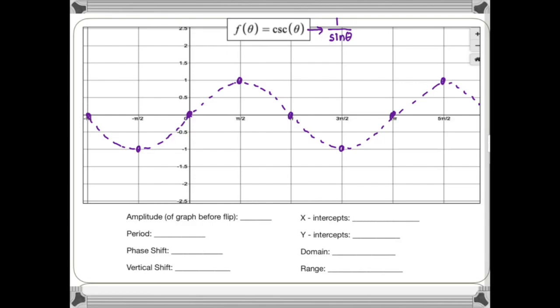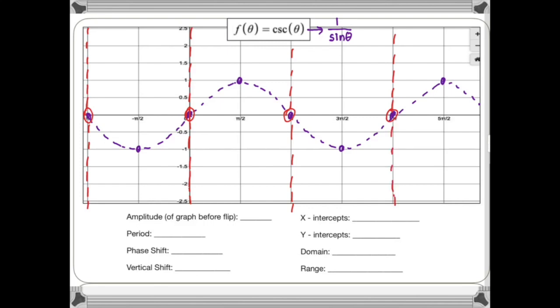Now, we're after cosecant, which is the reciprocal. So what we're going to do is think about each one of these x-intercepts here, okay, where of course the value is going to be 0. However, when we take the reciprocal of 0, that's going to be undefined. So for cosecant, every one of these x-intercepts is going to turn into an asymptote, okay? Just like these guys right here, okay?